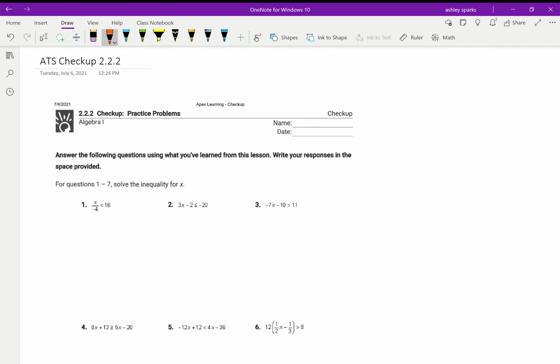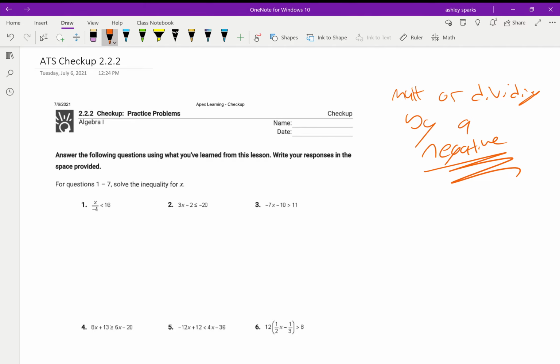Alright guys, let's start off with section 2.2.2 checkup. For this section, we're all about the inequalities. Inequalities are extremely similar to being able to solve a two-step equation. You just really need to pay attention to, am I multiplying or dividing by a negative? That's the one thing we really want to pay attention to, and I'll show you why.